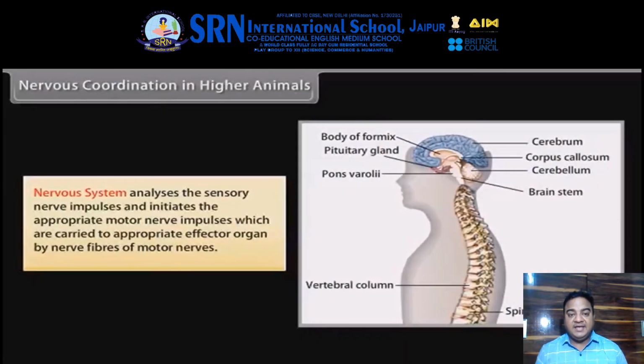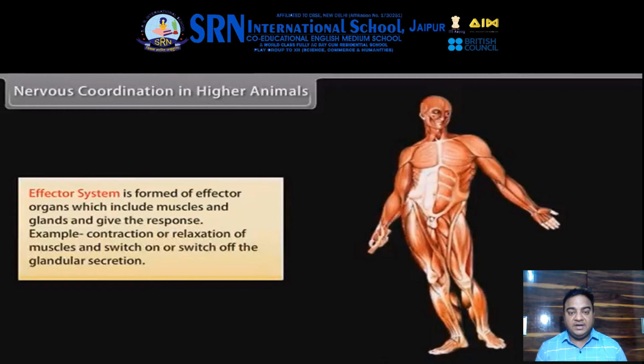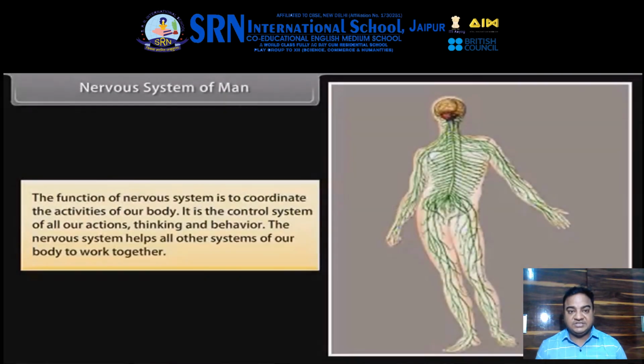Nervous coordination in higher animals analyzes the sensory nerve impulses and initiates the appropriate motor nerves, which carry the impulses to the appropriate effector organ by nerve fibers of motor nerves. You can see the different glands present in the brain respond accordingly. Now see the nervous control in higher animals. The effector system is formed of effector organs which include muscles and glands and give the response. For example, contraction and relaxation of the muscles and switching on and off of the glandular secretions, which are present in the brain, is responsible for the coordination system of the body.